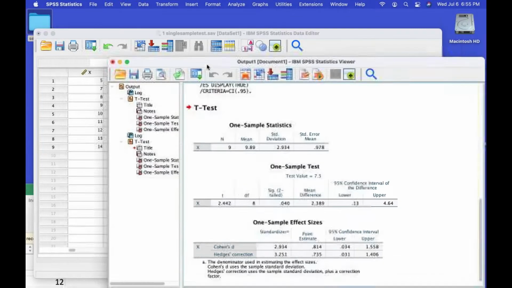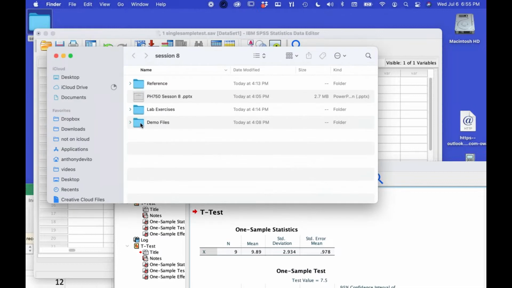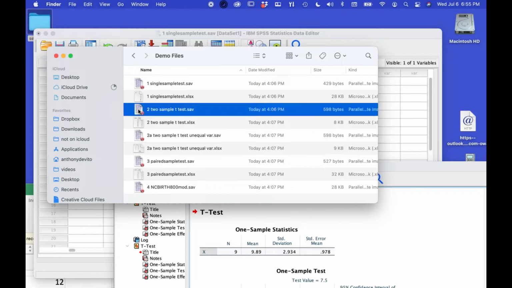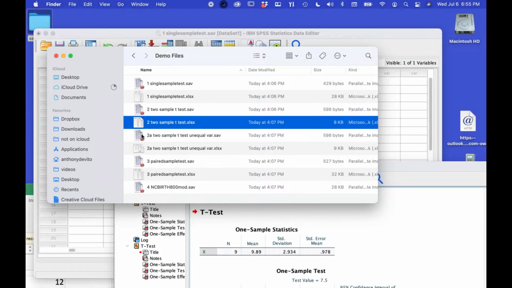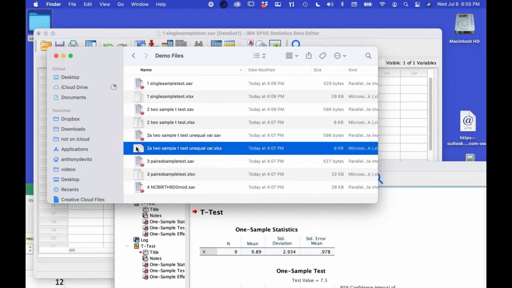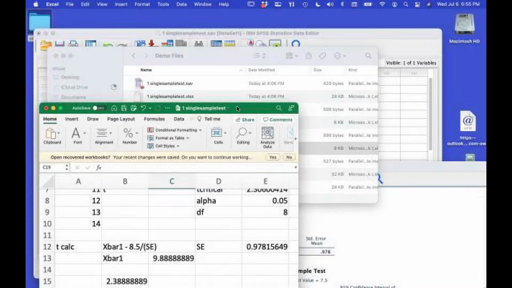Let's get a little bit more adventurous now. I'm going to go into my folder here, into demos. Number 2 is a 2-sample t-test, but I'm going to skip that one and go directly to a 2-sample t-test with unequal variances. I'm going to double click that, and it's going to open up.